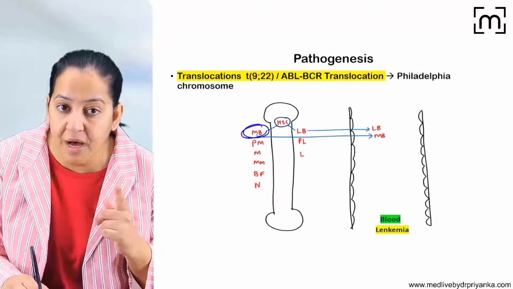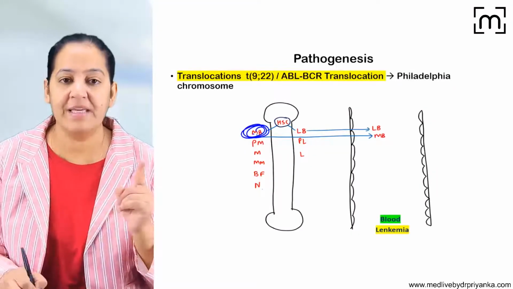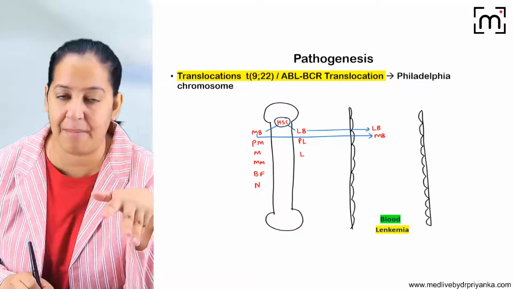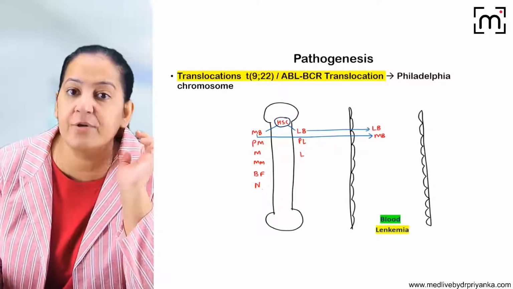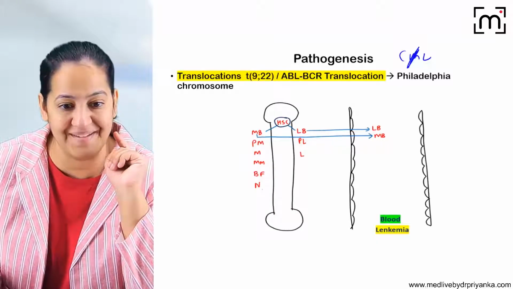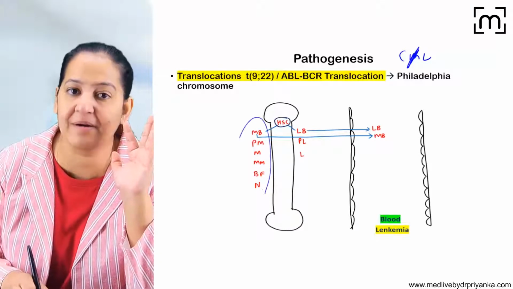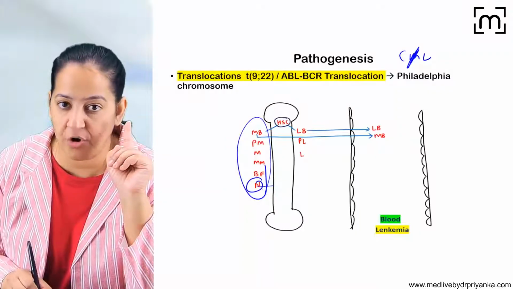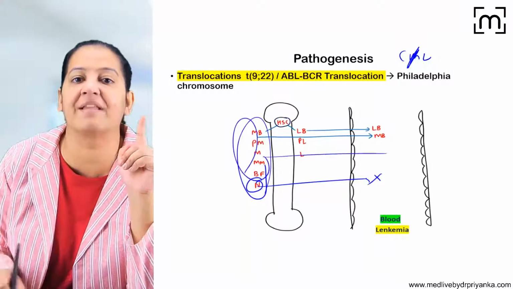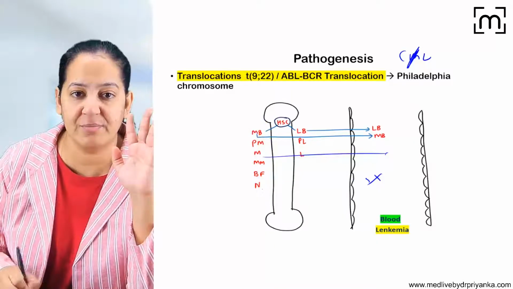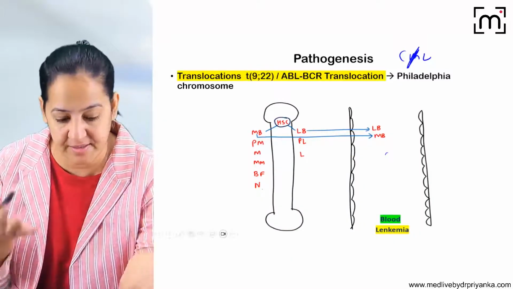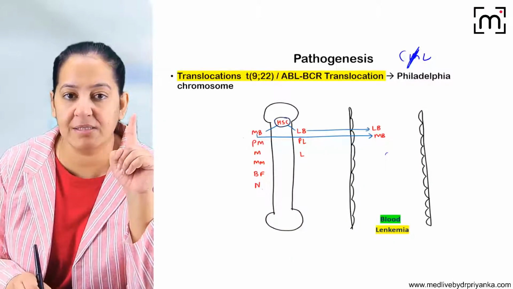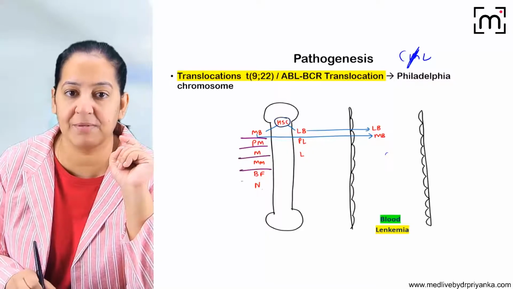So here myeloblast is coming in the blood. Basically the myeloid precursors are coming in the blood. CML is a myeloid leukemia, and in myeloid leukemia, the myeloid precursors come in the blood. So instead of the mature neutrophil, the precursors are coming in the blood. Which precursors? The 5 precursors. Can you tell me the names? Myeloblast, promyelocyte, myelocyte, metamyelocyte, band form.